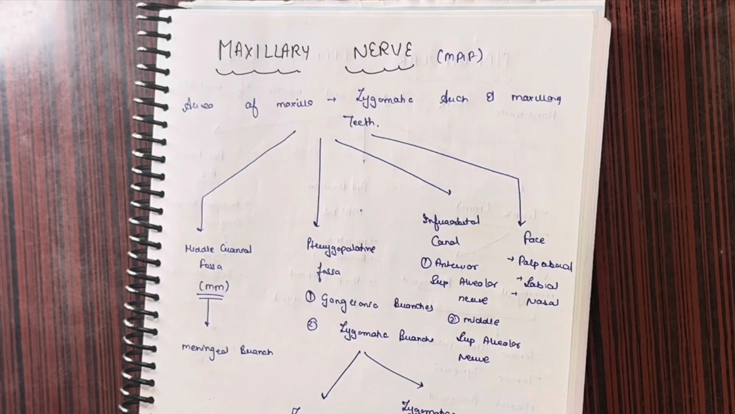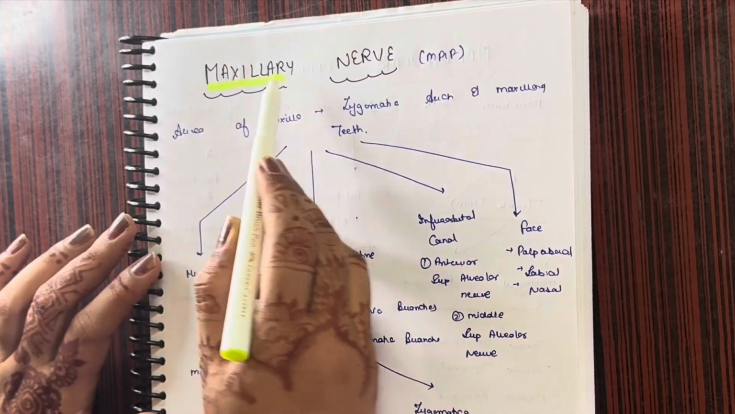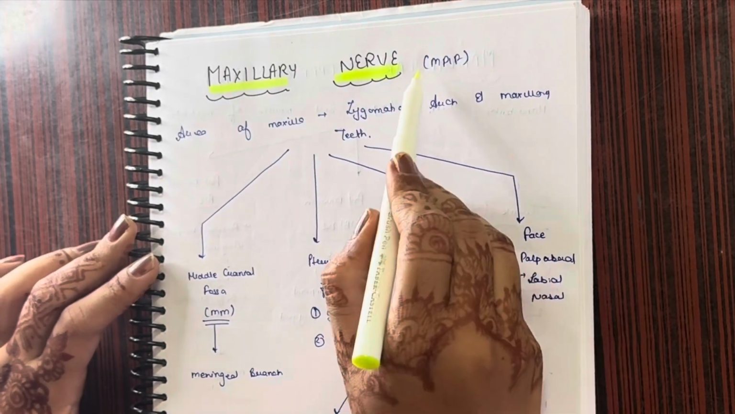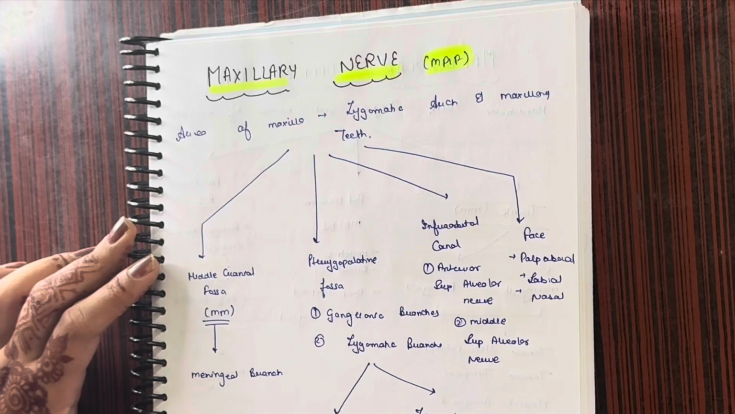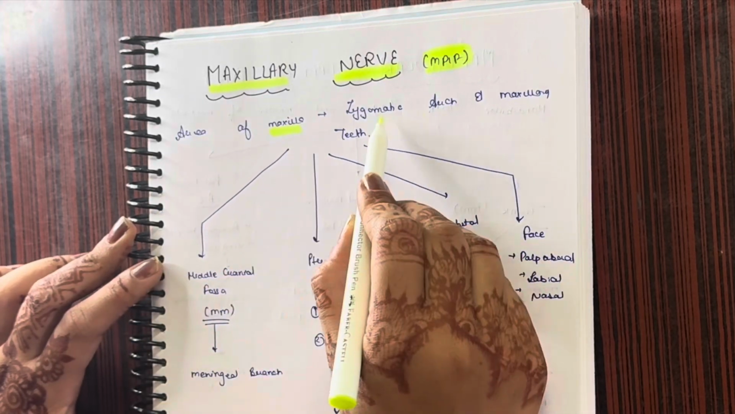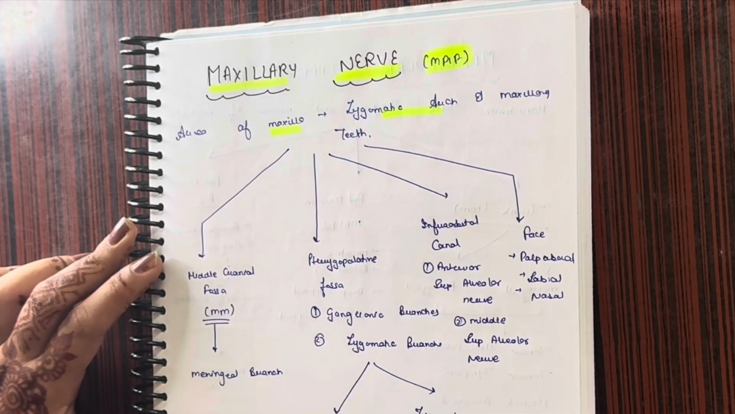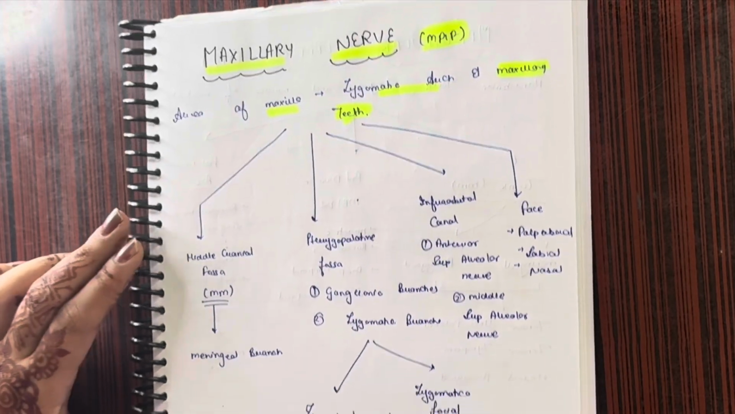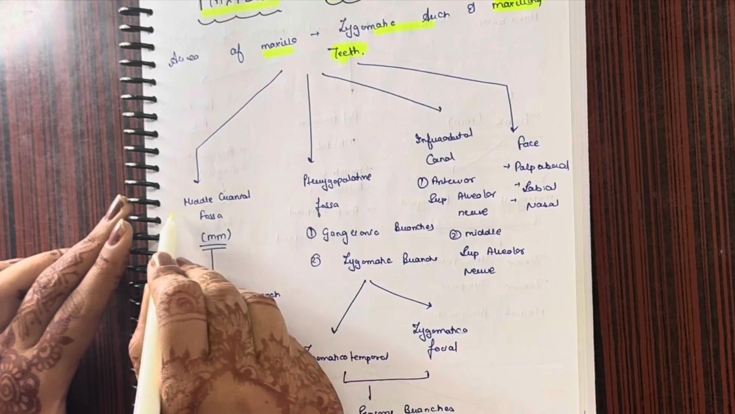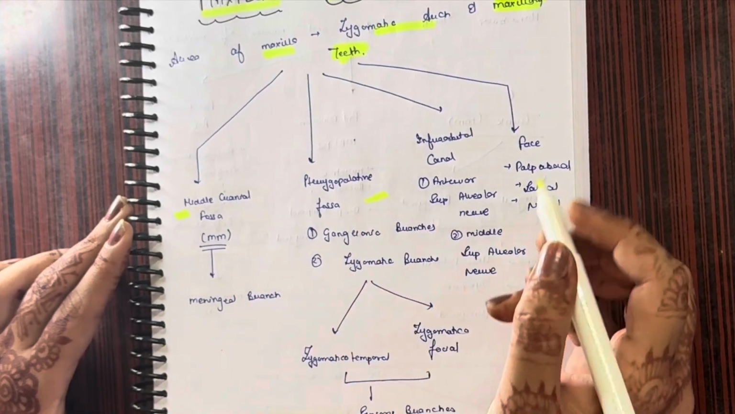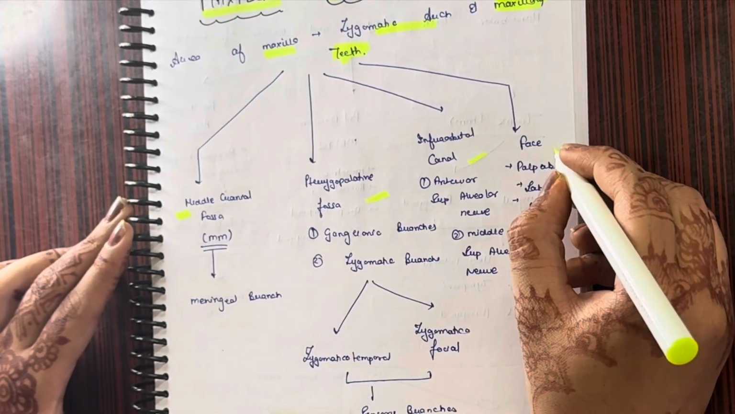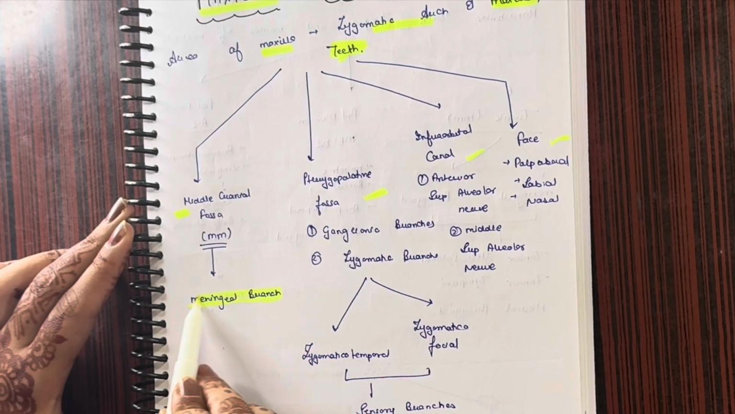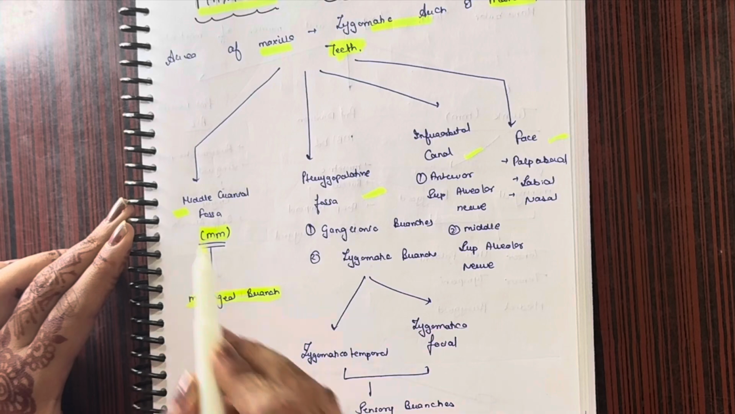Now, the second nerve, that is the maxillary nerve. It is important for the nerve blocks. The mnemonic is MPIF. It supplies the area of the maxilla, zygomatic arch, and the maxillary teeth. Now, this is an important aspect for dentistry. MPIF: middle cranial fossa, pterygopalatine fossa, infraorbital canal, and face. Middle cranial fossa से एक ही branch निकलती है, that is the meningeal branch. You can remember it as MM.